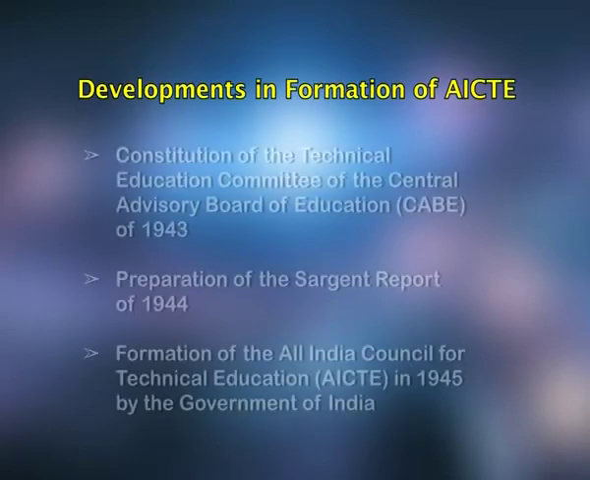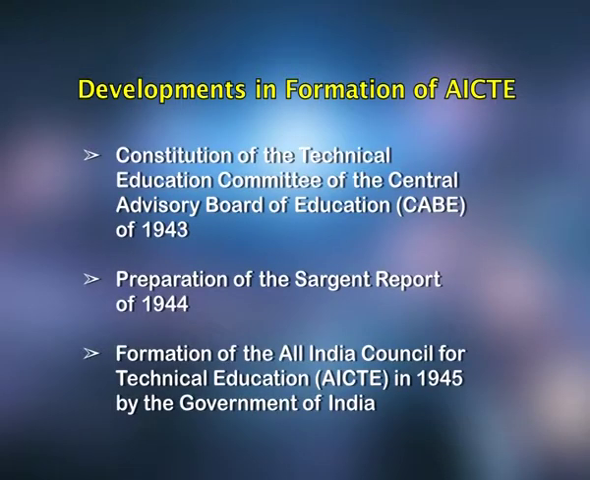The significant developments in the formation of AICTE include, first, constitution of the Technical Education Committee of the Central Advisory Board of Education of 1943. Second, preparation of the Sargent Report of 1944. And third, formation of the All India Council for Technical Education in 1945 by the Government of India.